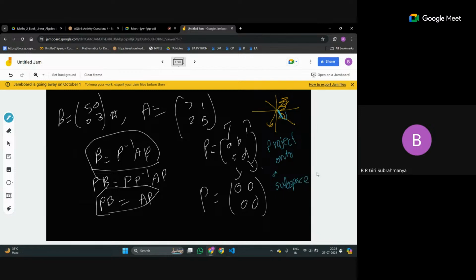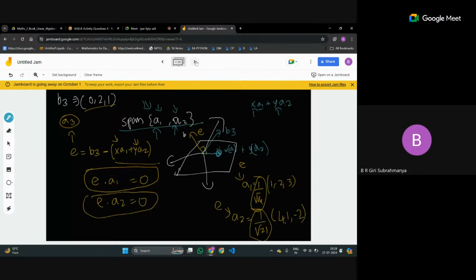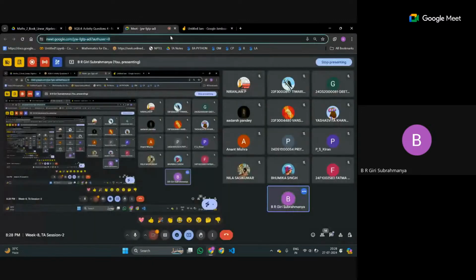Okay. And what is the subspace? It is the span of... see, if it is a line, it's going to be a span of one vector. If it's a plane, it's going to be a span of two vectors. So that is what we did.